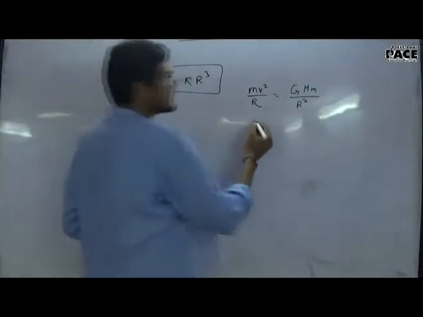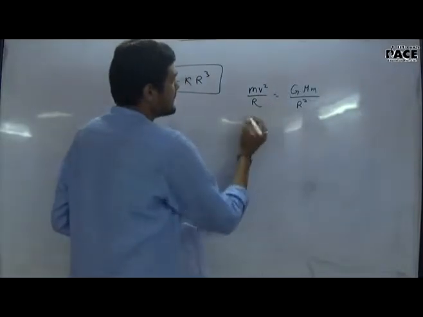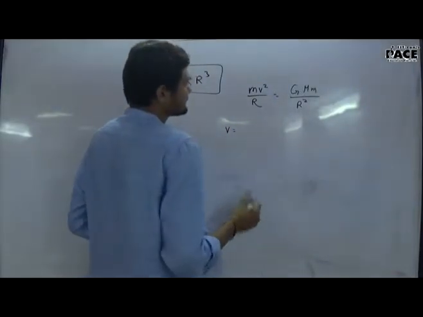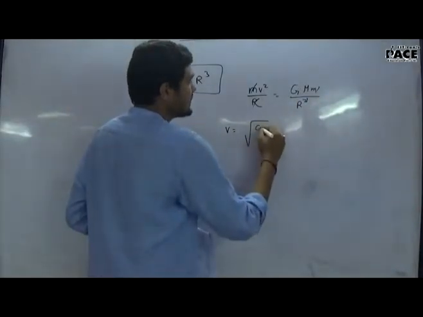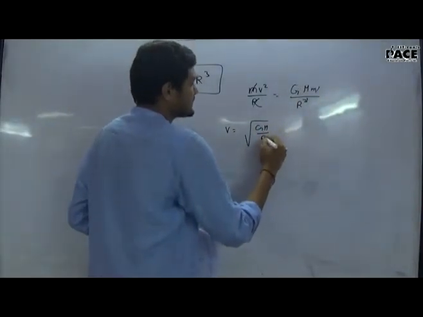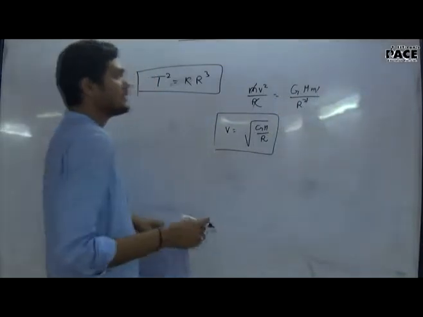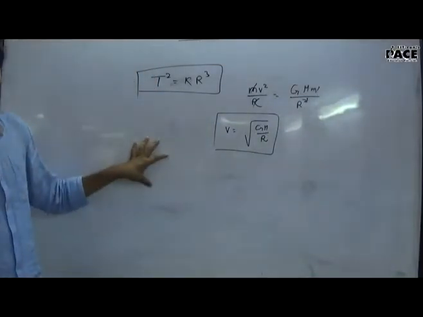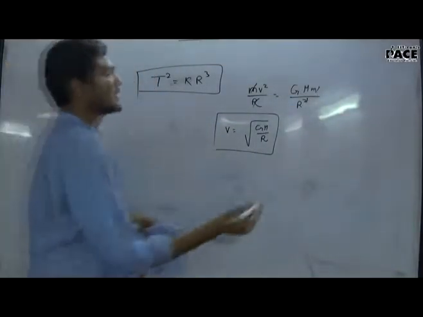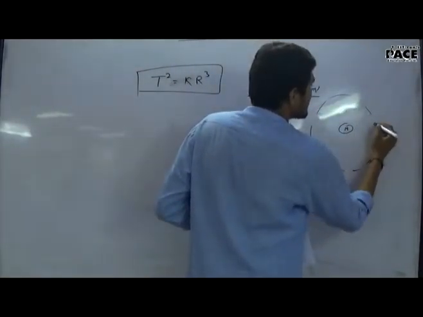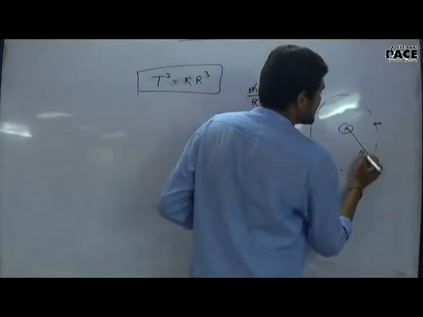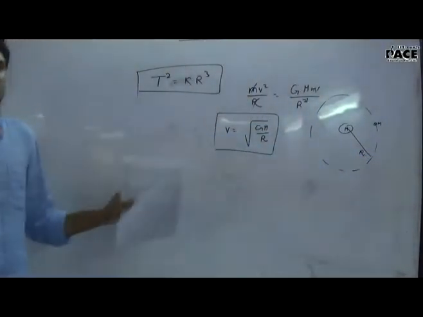So from this relation we can write v is equal to, now m gets cancelled, r gets cancelled, v is equal to root over GM by r. So this is the orbital velocity if a satellite of small m is orbiting around an object of mass capital M with a radius r, and the velocity should be equal to this.